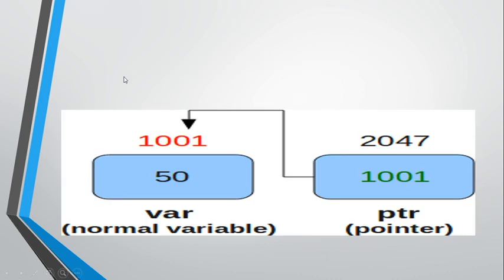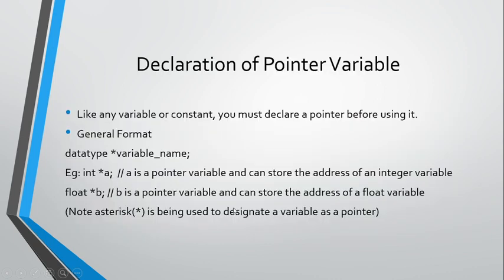Let's take an example. It's a normal variable which has a value 50. Its address location is 1001. Okay, we are going to define a pointer variable. This pointer variable stores the address of this normal variable, 1001. Similarly, the pointer variable has an address 2047, and in 2047 we are storing not the value, we are storing the address. This is a pointer variable.